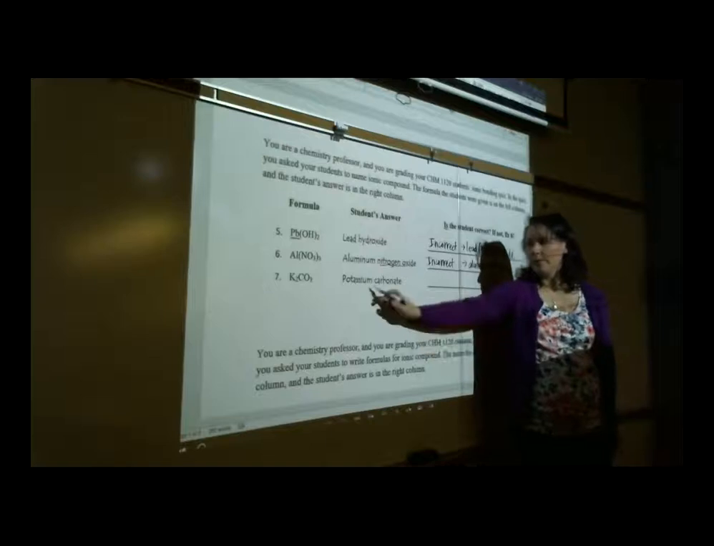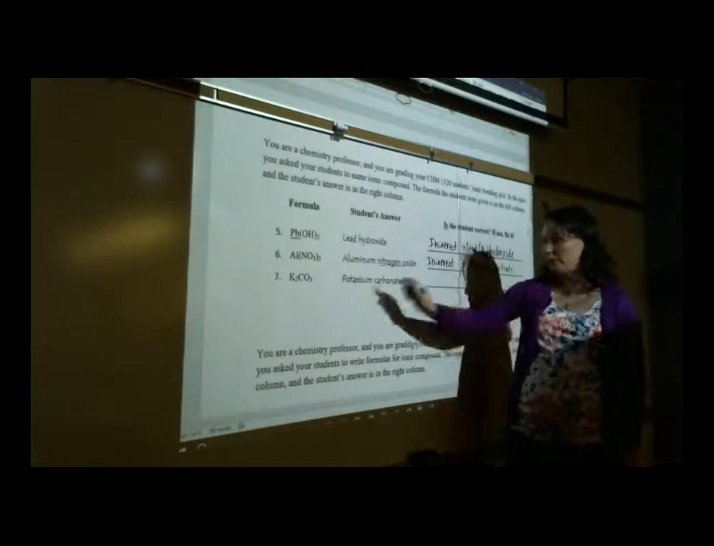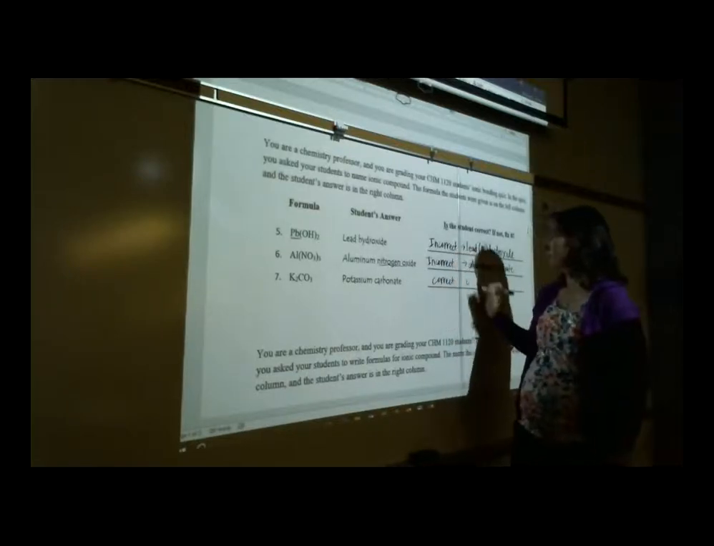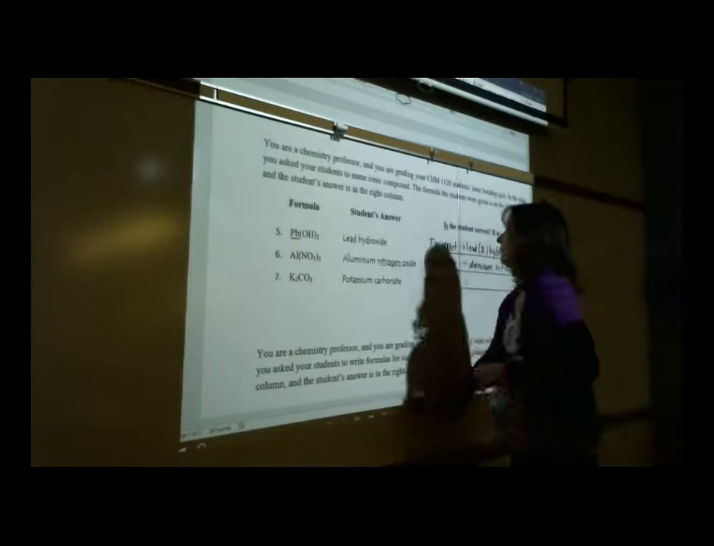Alrighty. Potassium carbonate. Is the student correct in number 7? Yep, nothing wrong with that. Any questions on how you graded the student's work? Okay.